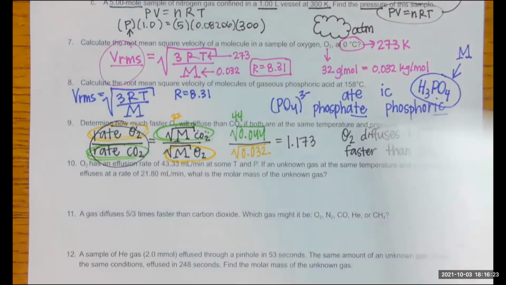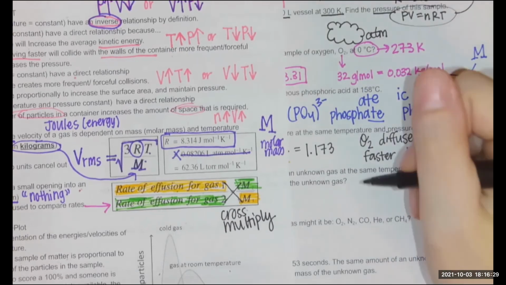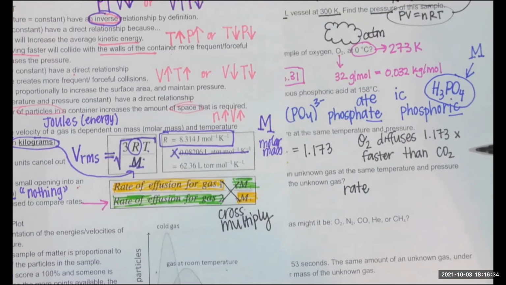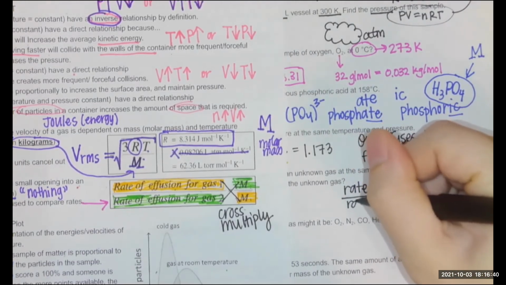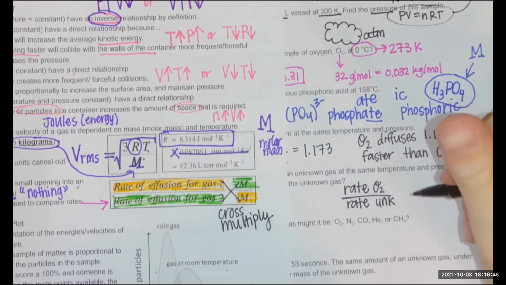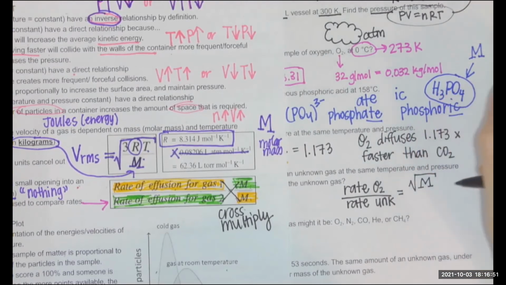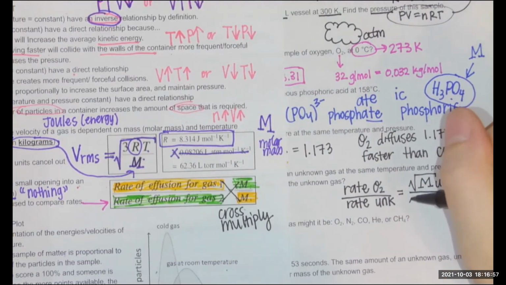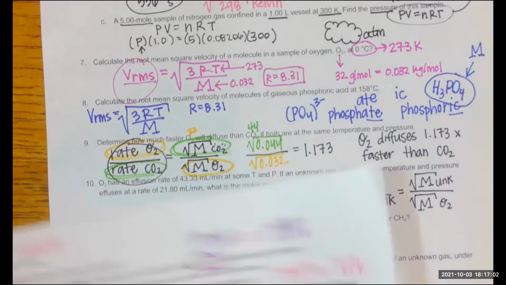I wish I could keep all of this on my page at the same time. It's really difficult. Okay, the rate of, I'm comparing O2 to the rate of an unknown gas. So I'm going to use just a UNK for unknown equals the molar mass of the unknown cross multiplying over the molar mass of the oxygen.